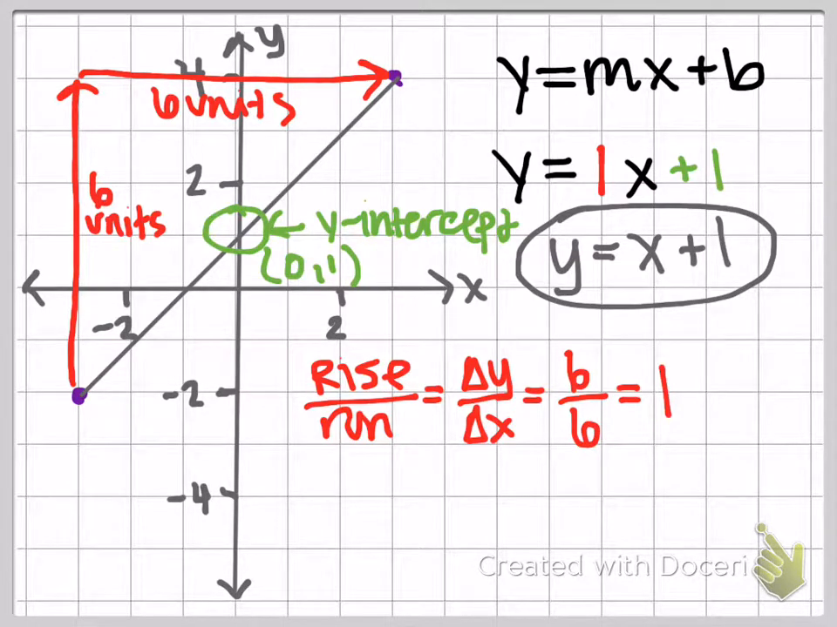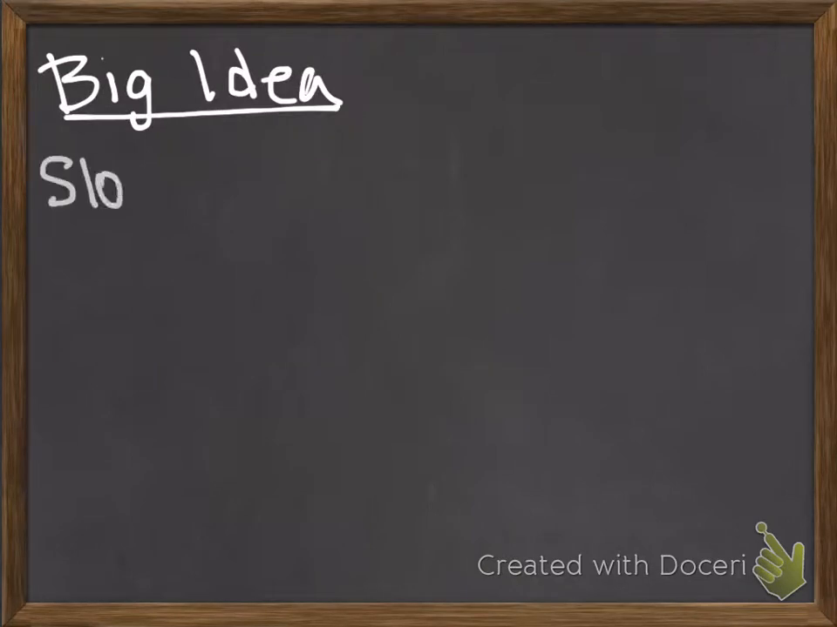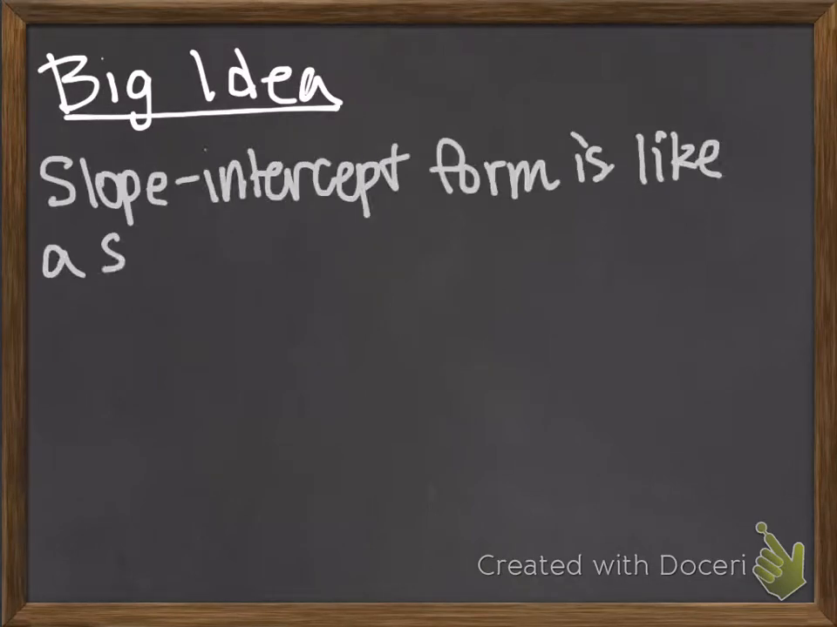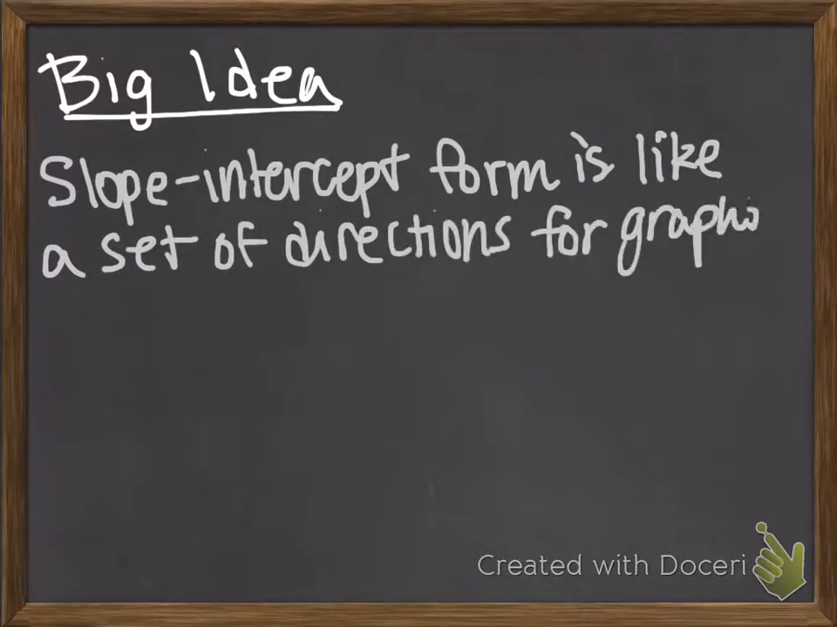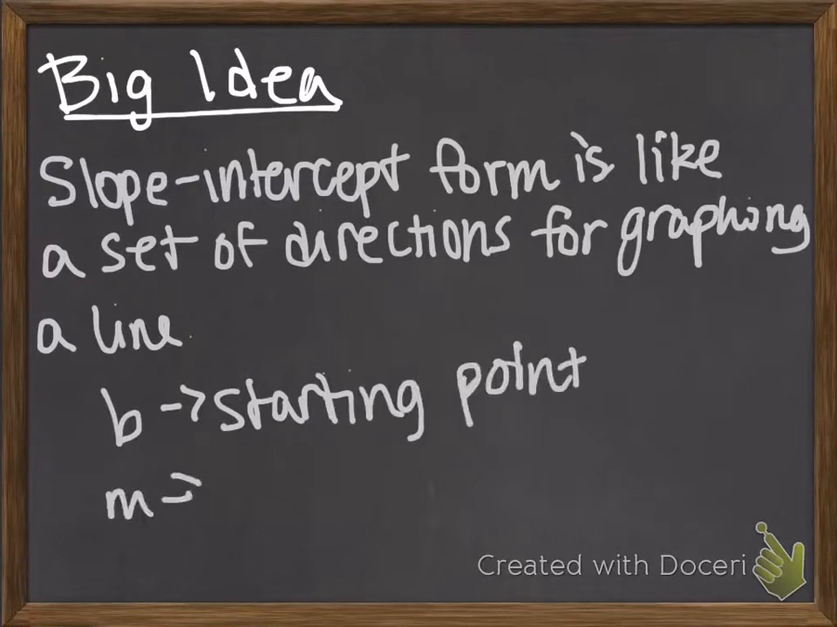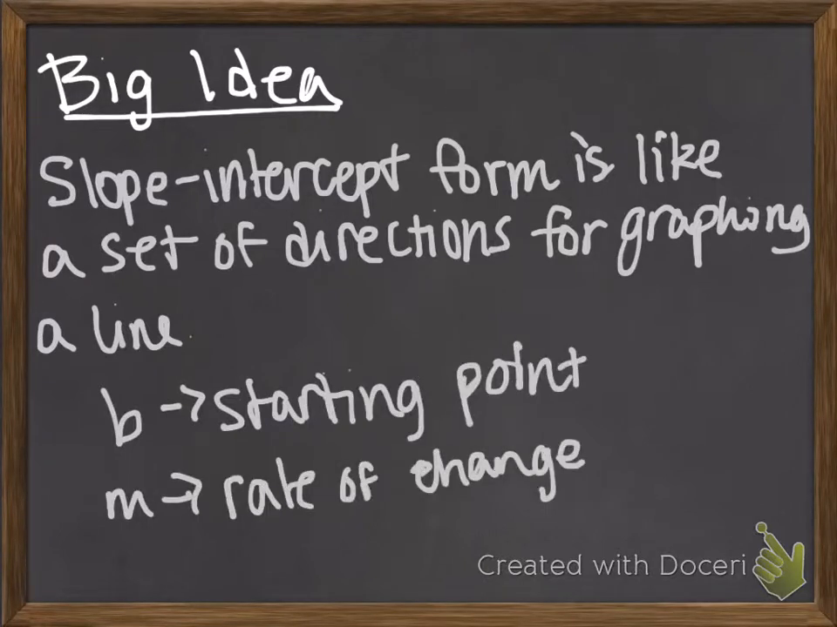We'll be doing a lot of this over the next few days, so you'll get very good at it. But I did want to show you that the y equals and the x stay there, and this is kind of like a template for writing the equation. So the big idea is that slope-intercept form is like a set of directions for graphing a line. The b tells you your starting point, and the m tells you the rate of change. And like I said, we'll do a lot of this together in class. And so on page 94, you should have this information written down so we can get started on practice problems.